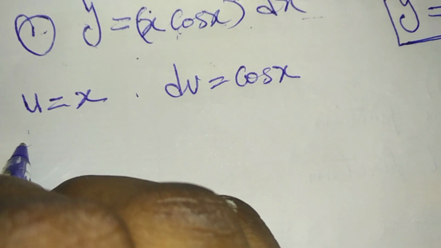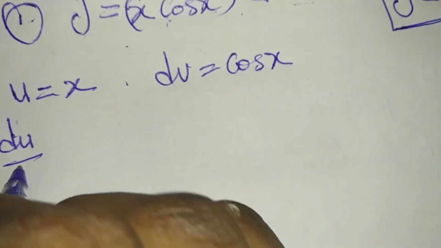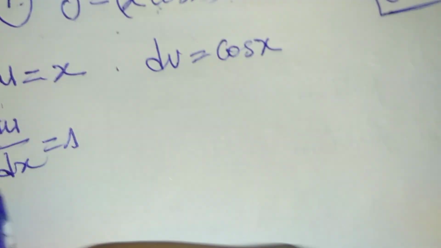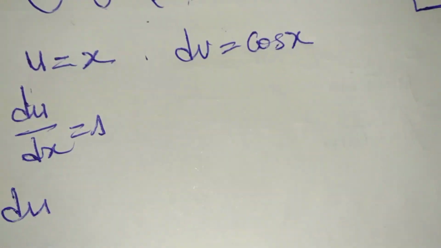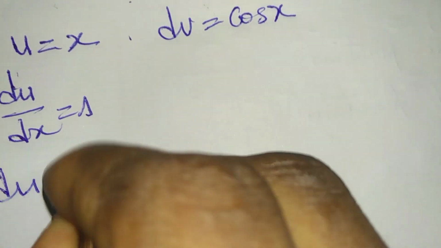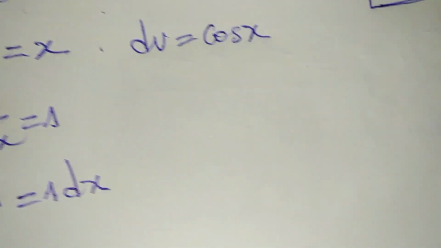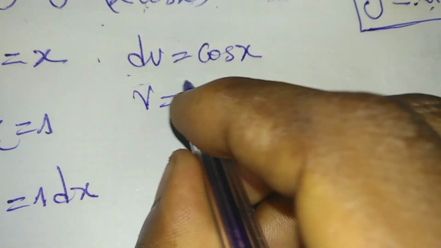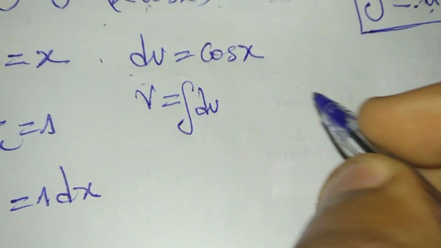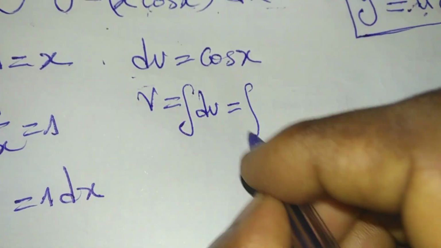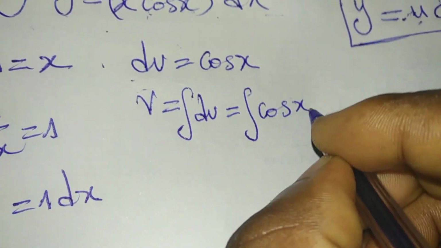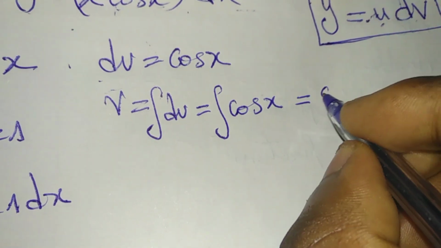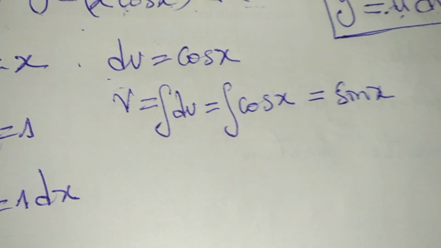Now you differentiate: du dx here will be equal to 1, and so du will be equal to 1 dx. Now what about v? We have dv. To have v, we integrate: v is equal to the integral of dv, which is the integral of cos x, and this is sine x.